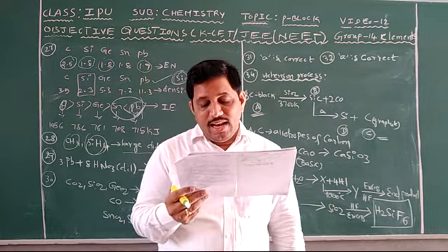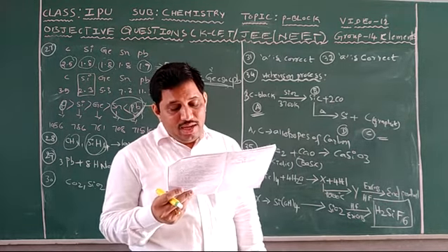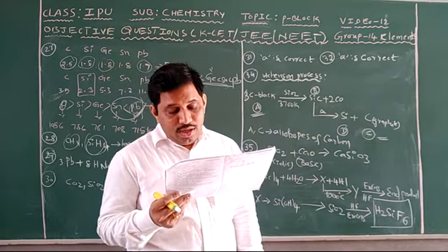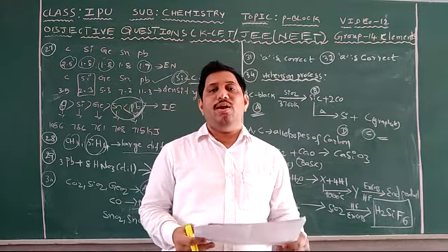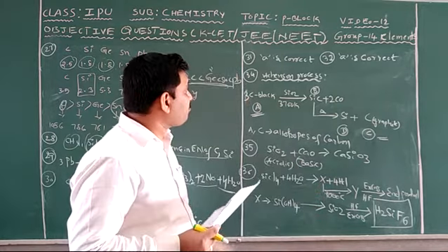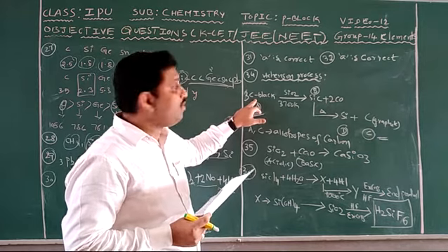Then A is an element, B is an oxide, C is an element. A and C are allotropes. Here, students, the first one: A is carbon black, one of the allotropic forms of carbon.